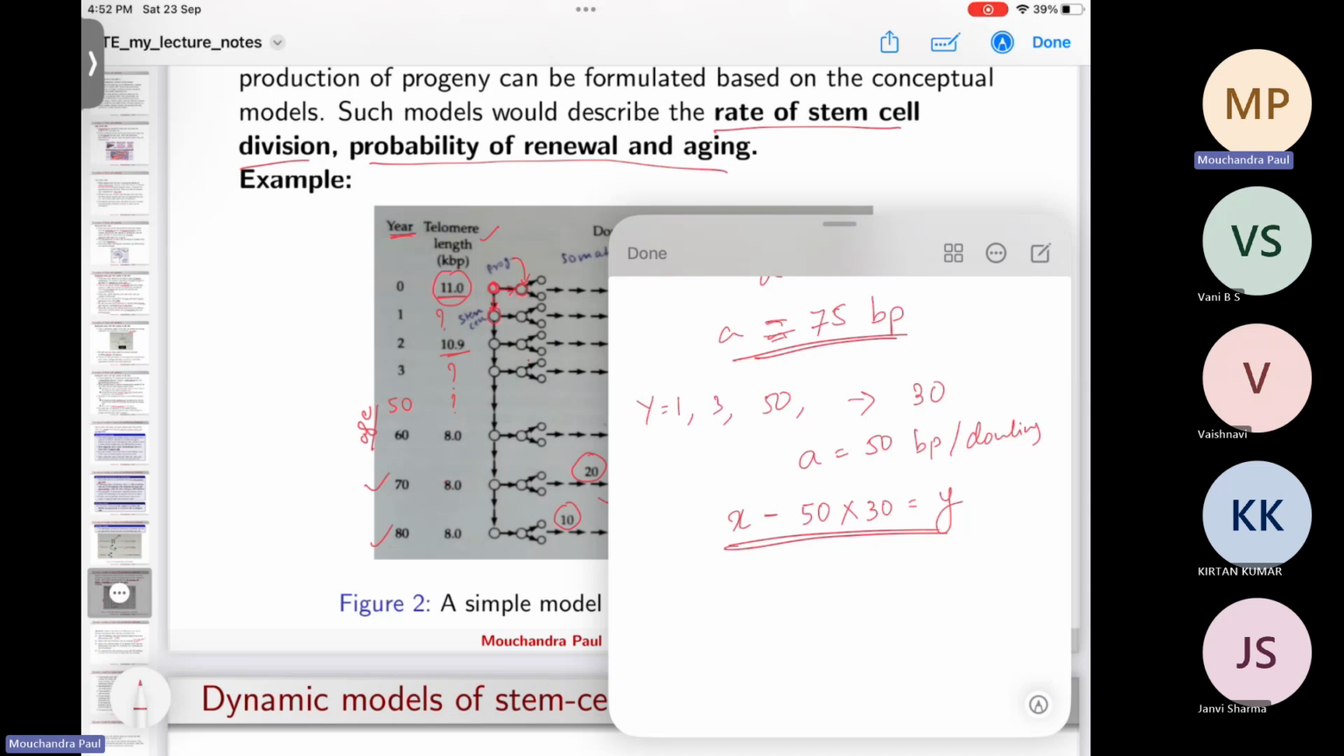As far as I can think of, you cannot solve this expression. This expression is completely moot. Rather, what you can do is choose a value of x as 11 kbp. Why 11 kbp? Because it is for year 0, the initial one.